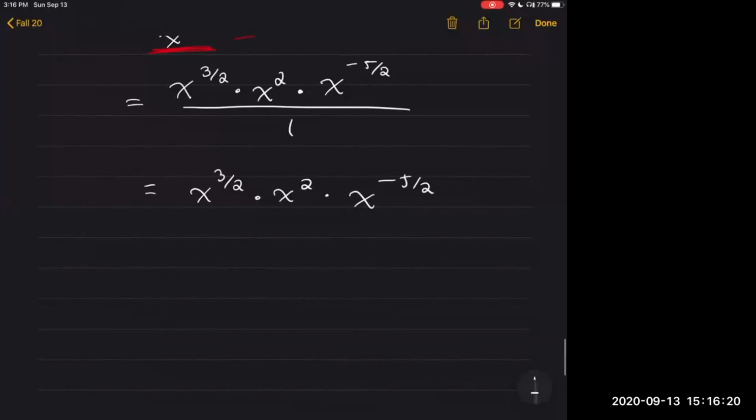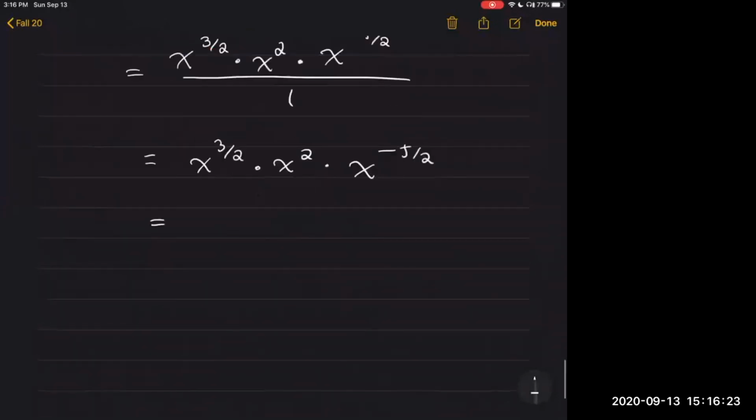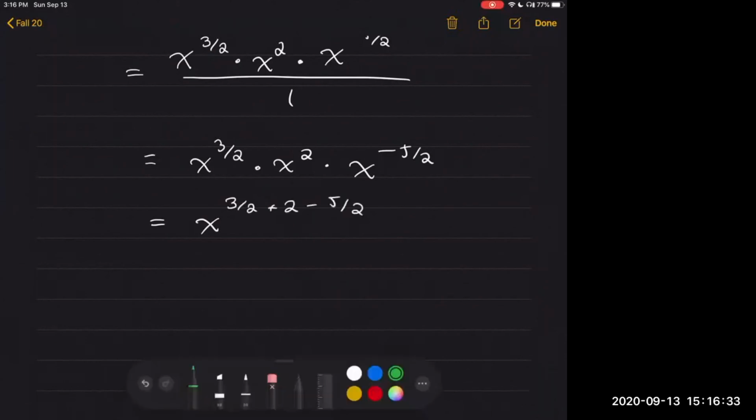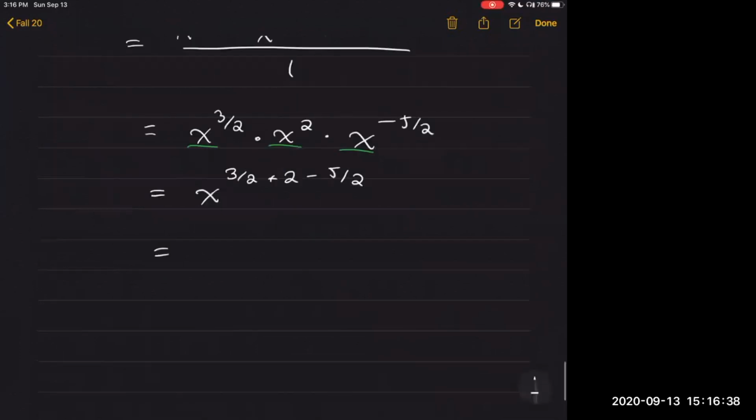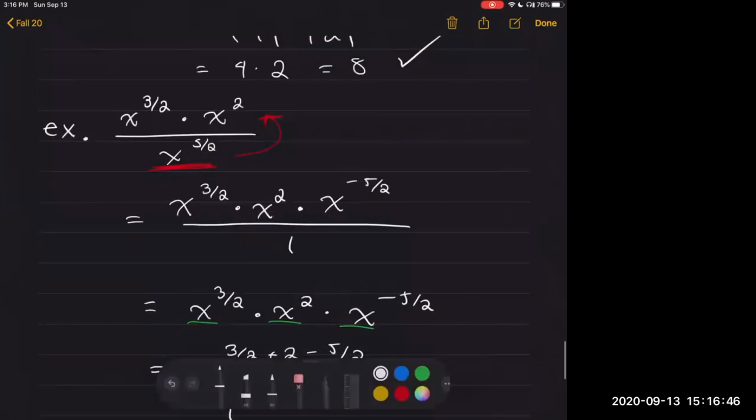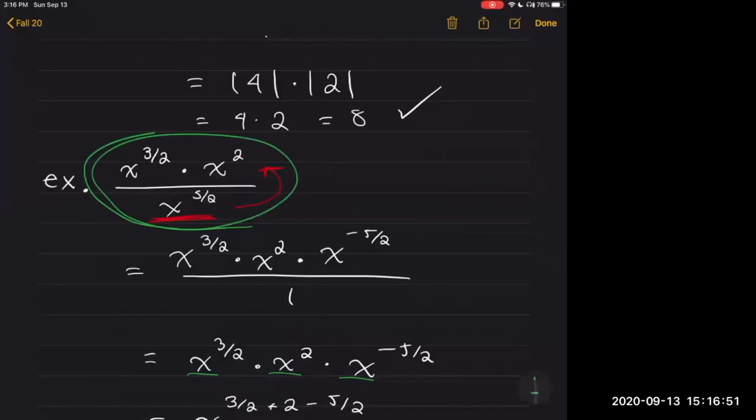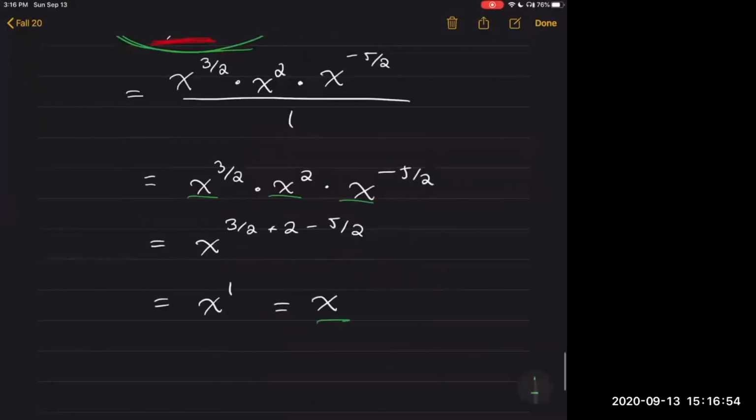Now, if you remember our exponent rules, we can do x to 3/2 plus 2 minus 5/2. And that is because they are all the same base, right? It's all just x. And if we do that math, we get x to the 1, and if you remember, that's just x. So using exponent and fractional power rules, we can take this nasty looking thing here and just get something much simpler. Cool.